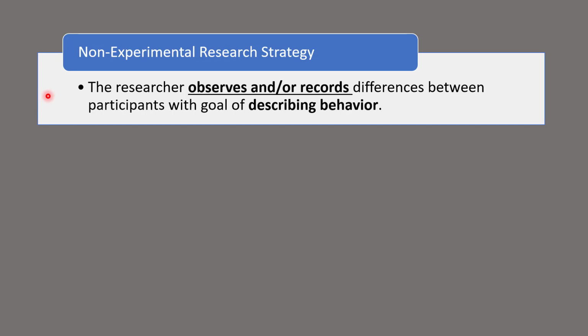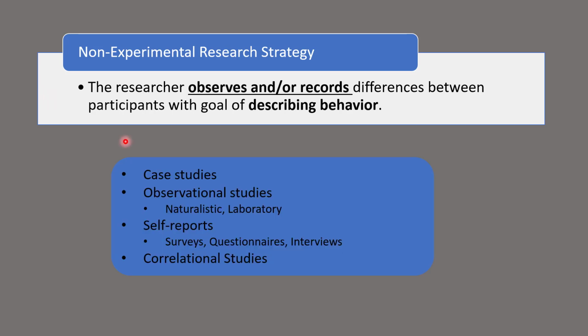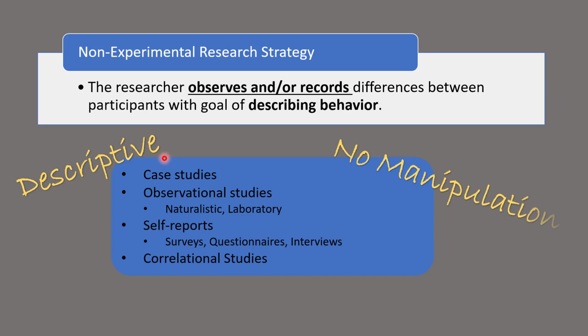This video will discuss the non-experimental research strategy. So as we said in a previous video, the definition that we're going to go with is that the researcher observes and/or records differences between participants with the goal of describing behavior, and that's the non-experimental research strategy. Again, there's a variety of different types of non-experimental research strategies. Remember, we said that they are descriptive, that there is no manipulation involved, and that there is no randomization.